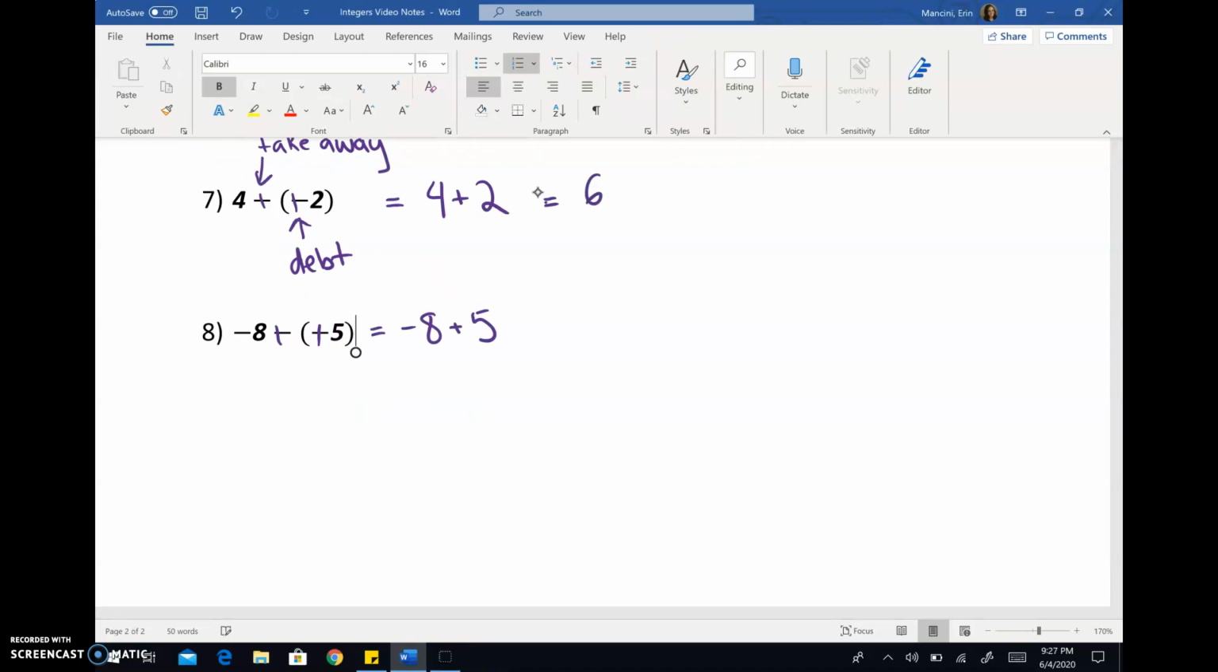4 plus 2 is 6, and negative 8 plus 5, well, you're $8 in debt, but then you gain $5. So you're not quite out of debt enough to pay that 8 back. You're still in debt, but now you only have $3 of debt.